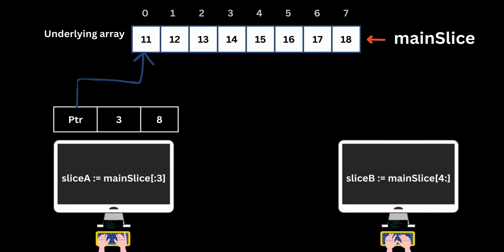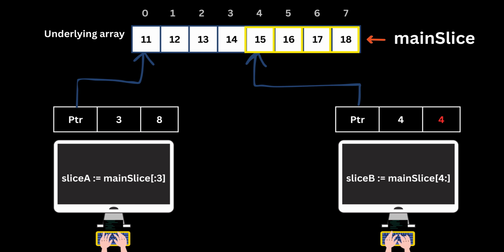Now let's consider one more slice, slice B, which contains some part of the main slice, the items from the 4th index till the last index: 15, 16, 17 and 18. Slice B will also contain a pointer to the underlying array, a length and a capacity. The length is 4 and the capacity is also 4. If you noticed, the capacity of slice B is not 8, it's 4, even though the underlying array has size 8. To measure the capacity of a slice, we need to know not only the size of the underlying array, but also where the slicing begins.